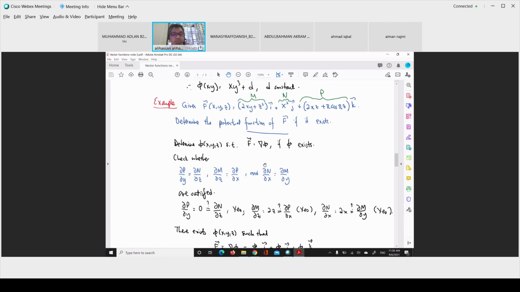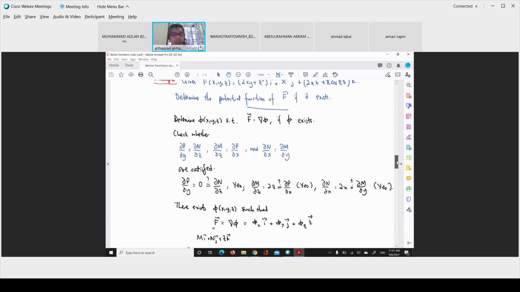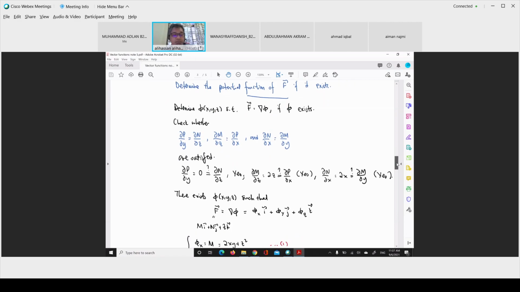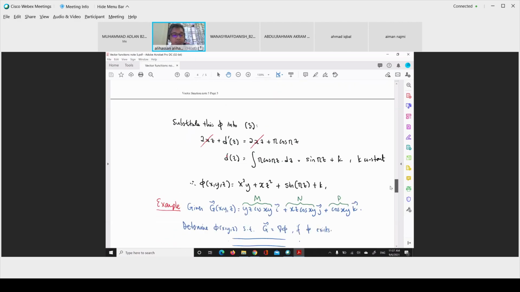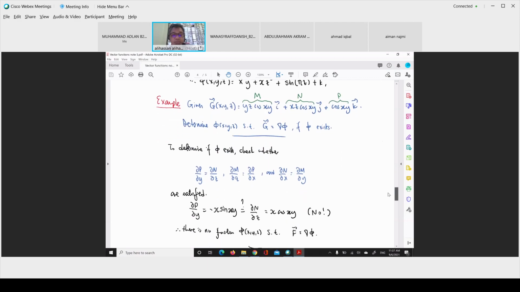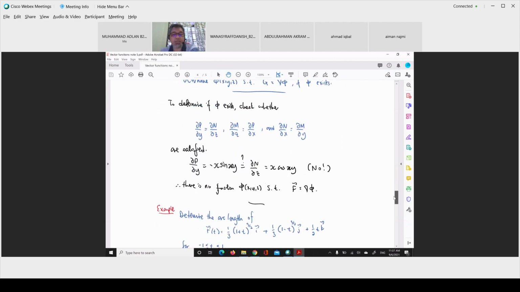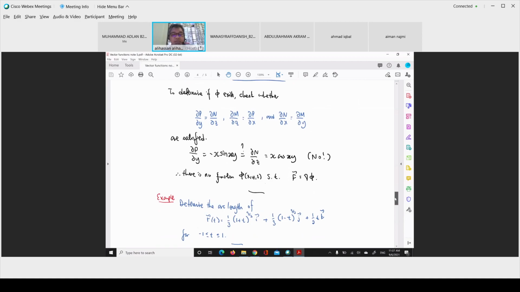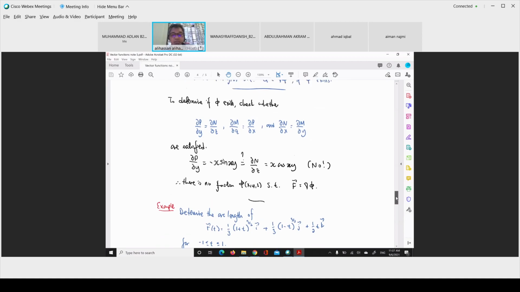To check whether phi exists such that the vector field is equal to the gradient of phi, there is a set of three equations here. If all these three equations are satisfied, then we can conclude that there exists a scalar function phi such that the vector field F is equal to the gradient of phi. And we also looked at one example where the scalar function does not exist.